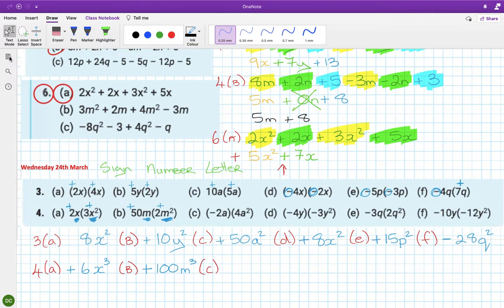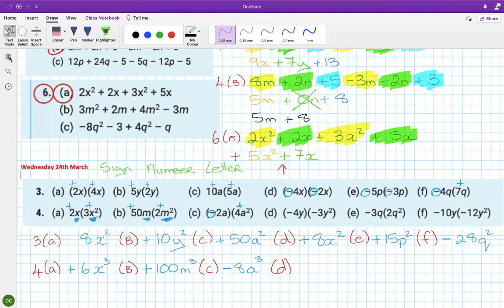C, in the first bracket, there's a minus. The second one doesn't have a sign, so that means it's plus. Different signs give me a minus answer. 2 multiplied by 4 is 8. And then in total there I have 3 A's, so that's A to the power of 3.